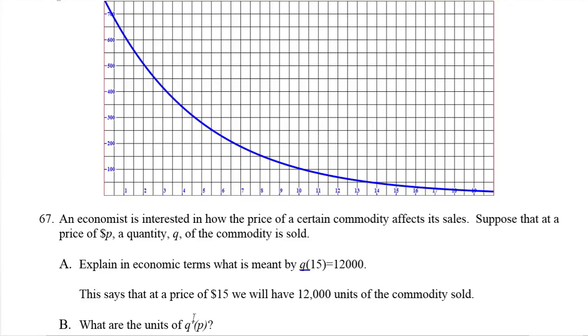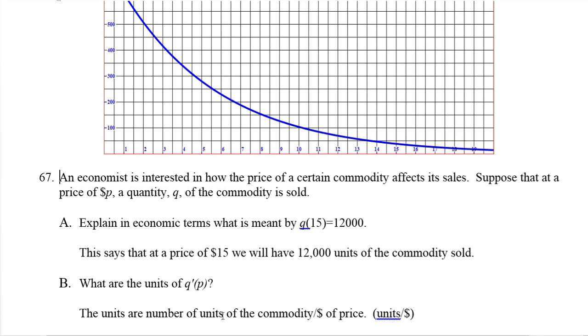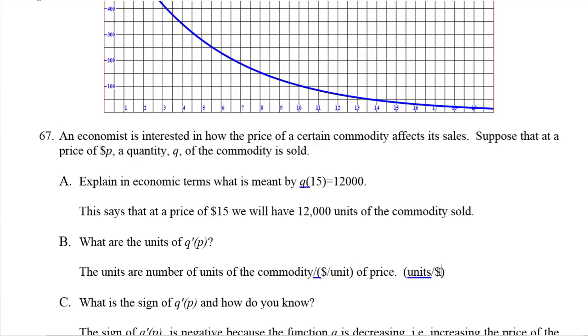What are the units of Q prime of P? Well, they'll be the units of Q over the units of P. So Q is whatever the quantity is measured in. Could be just a count of items, or items can be measured other ways, in cases and ounces. Depends on what kind of quantity it is. But it's quantity units, the number of units of the commodity divided by dollars, really dollars per unit, because that's actually a unit price. So units per dollars per unit.